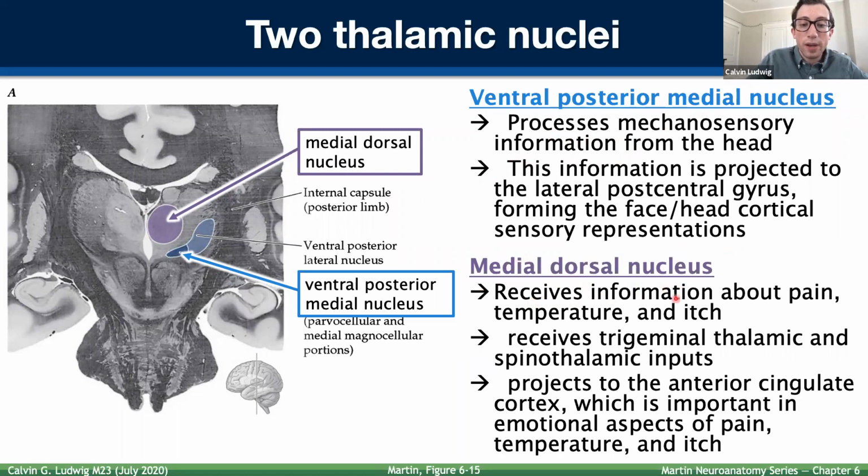It receives information about pain, temperature, and itch. It receives trigeminothalamic and spinothalamic inputs, and then it projects to the anterior cingulate cortex, which is important, interestingly, in the emotional aspects of pain, temperature, and itch.